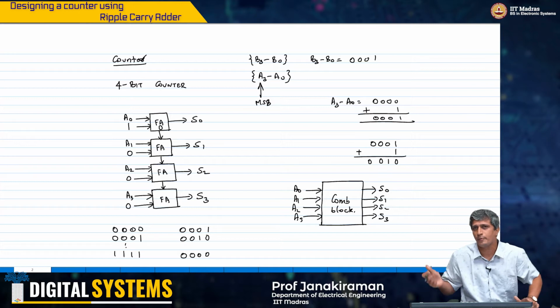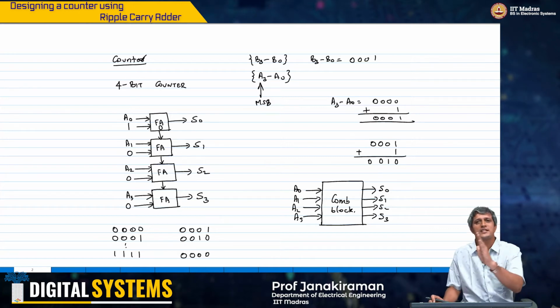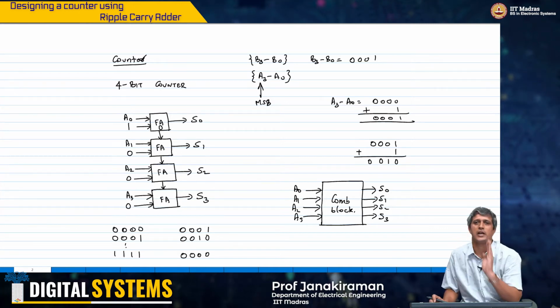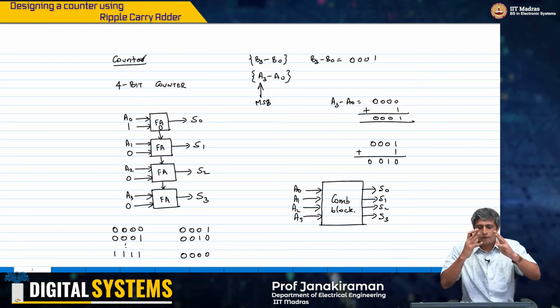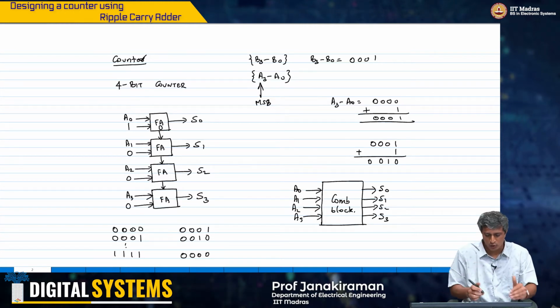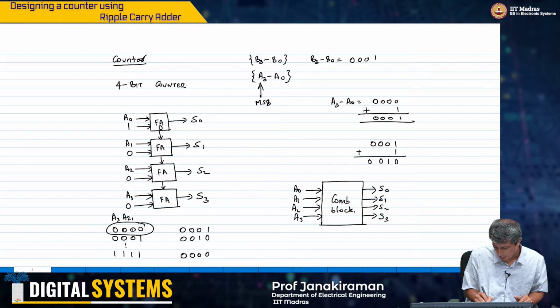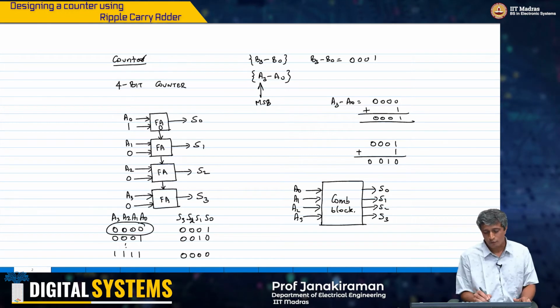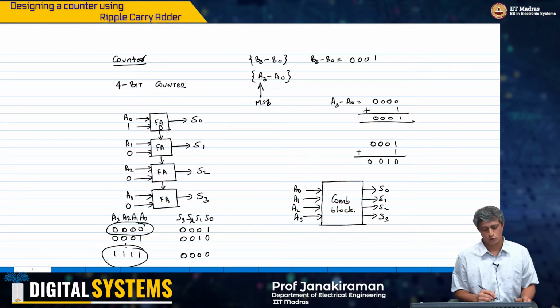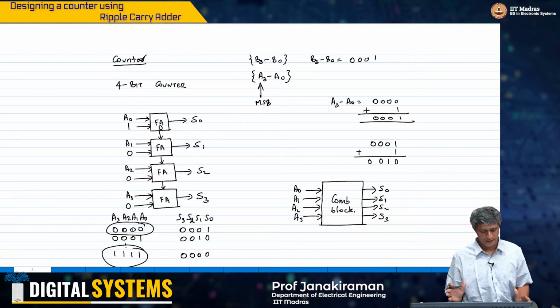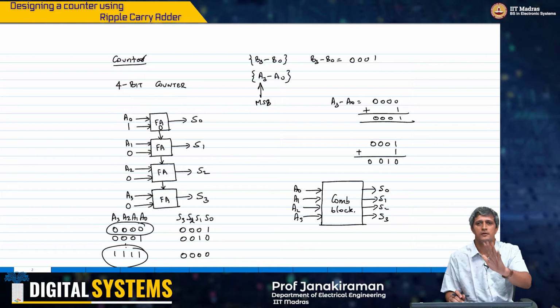We saw this was the ripple adder property. So S0 will be available immediately. So if I go from 0 0 0 0 on my input, this is my A3, A2, A1, A0, S3, S2, S1, S0, to 1 1 1 1, then obviously what is going to happen is, my S0 will settle first.